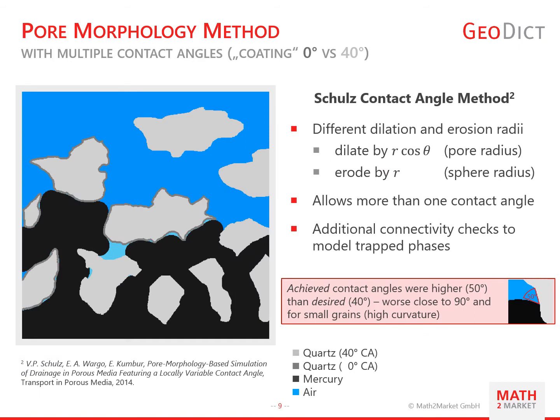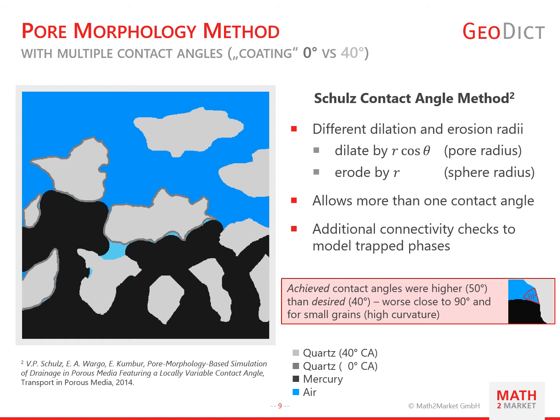Before showing simulation results, I will go further into technical details. In 2014, Schulz et al. published a method to consider contact angles above 0 degrees directly within this geometry. This is realized by adjusting the dilation radius. In this method, r times cosine of a contact angle. That means we use different radii for dilation and erosion.